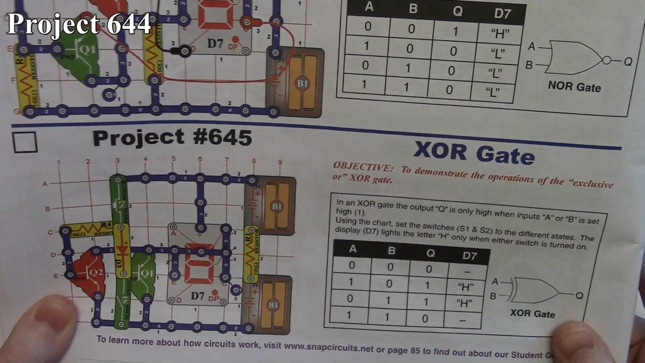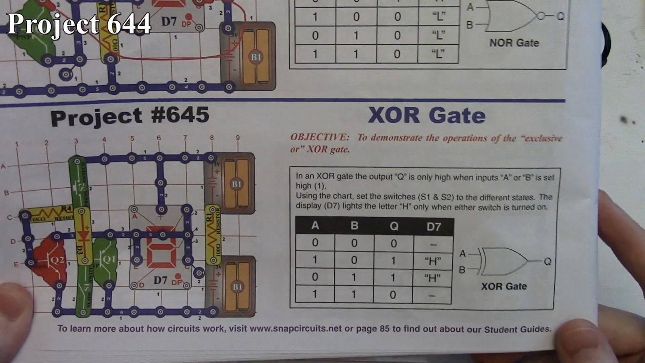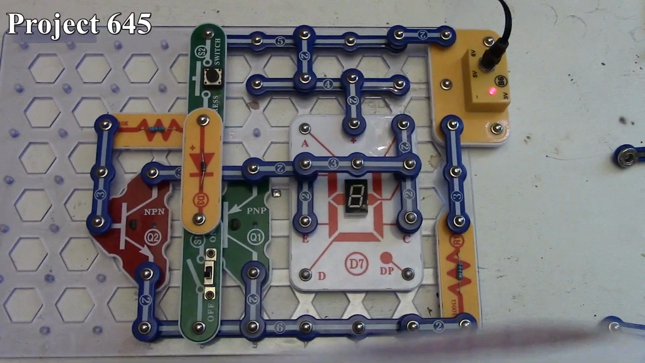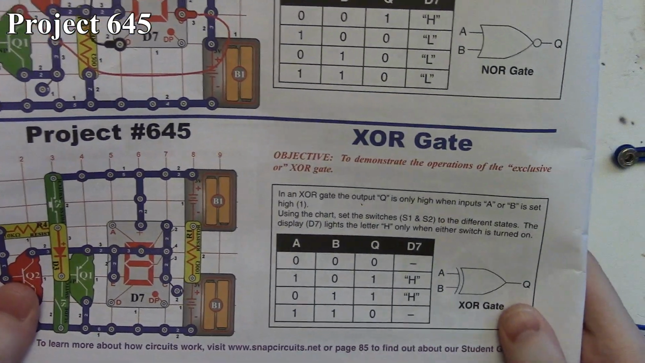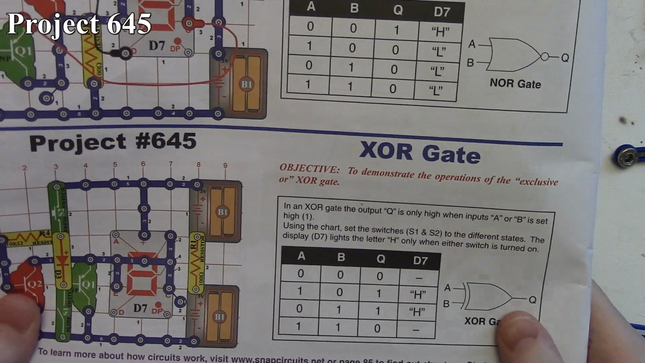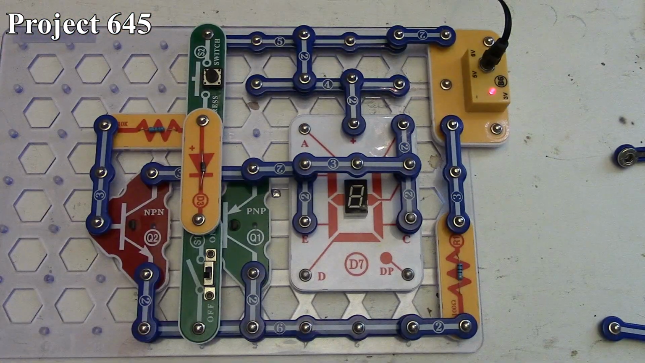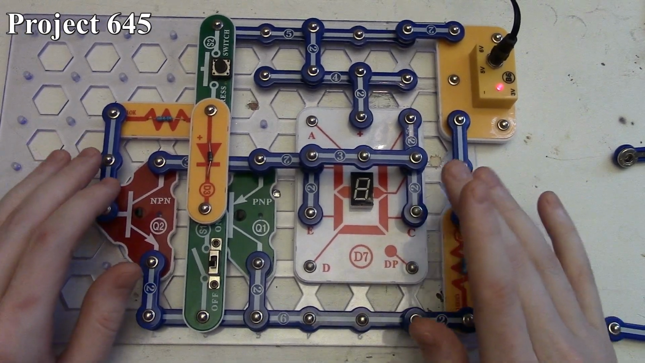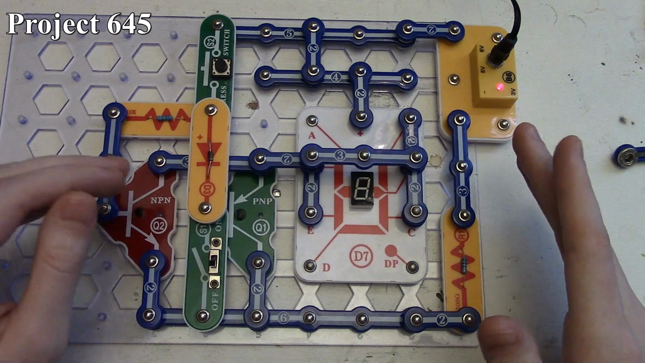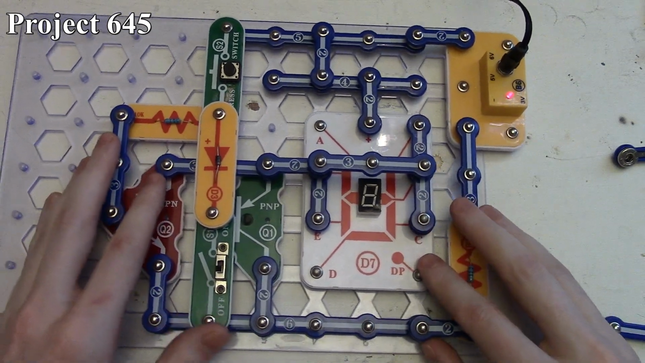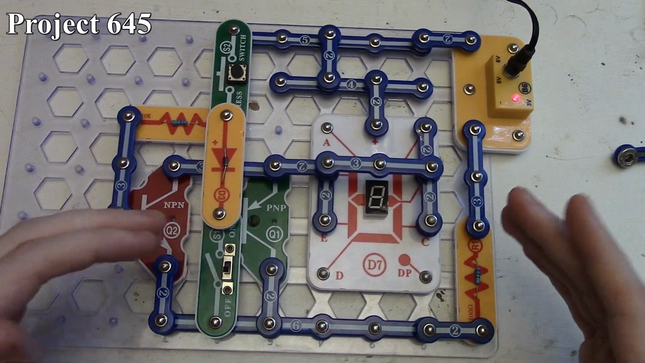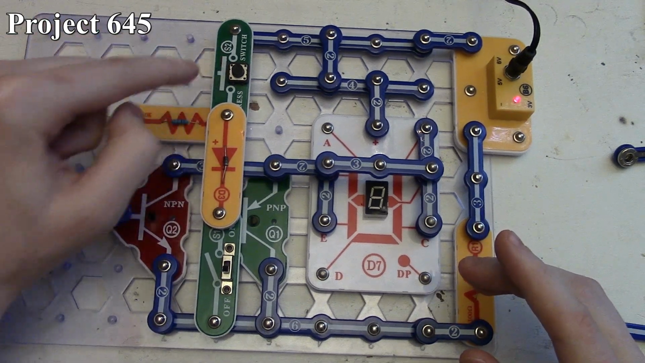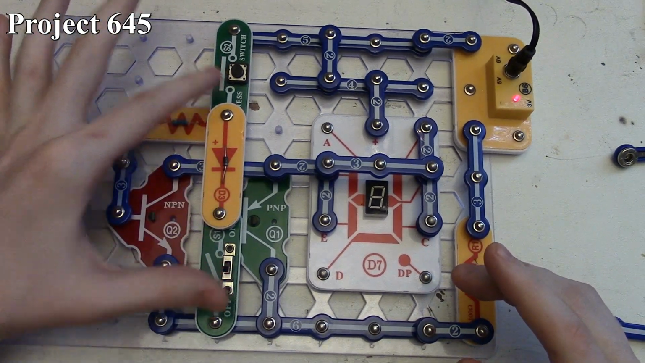Now we're going to look at project 645, which is the exclusive OR gate. Here we have project 645, the exclusive OR gate. There it is in the book, and here it is on the board. Now, the exclusive OR is different from the OR or the negated OR, the NOR, because in this case, with an exclusive OR, and I kind of worded this in my video on logic gates to make it sensible, it means either or, but not both.